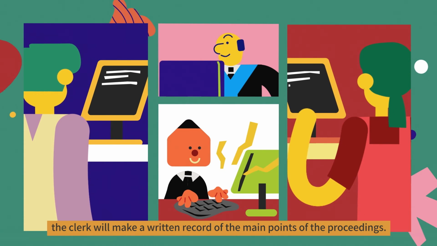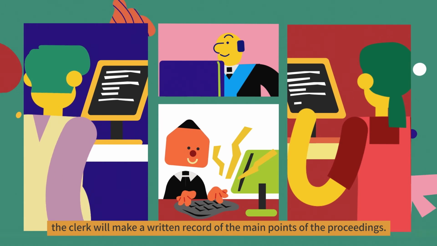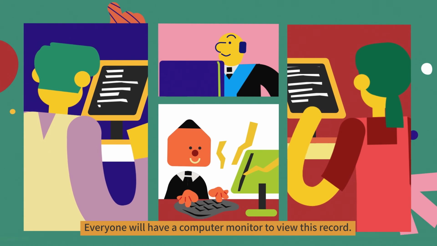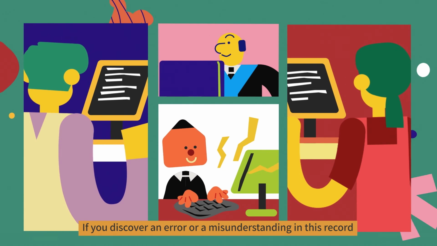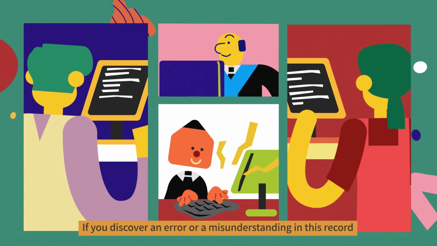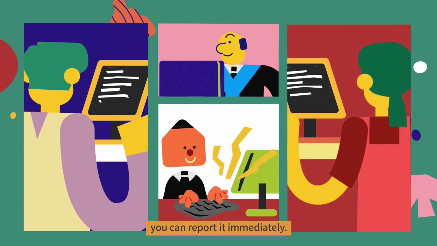In court, the clerk will make a written record of the main points of the proceedings. Everyone will have a computer monitor to view this record. If you discover an error or misunderstanding in this record, you can report it immediately.